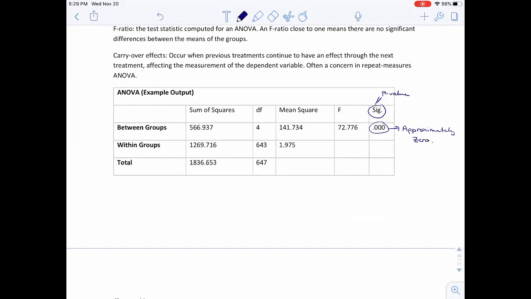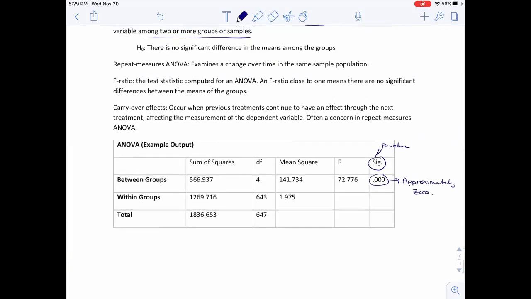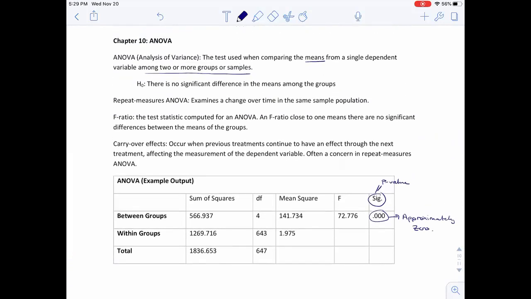Based off of this, if you've got a p-value that's approximately 0, you can reject H0. If you're doing an ANOVA like we are here, rejecting H0 means that there is a significant difference in the means among the groups. At least one of these means is not like the other. It doesn't tell us which one, but at least one of these is going to be different.